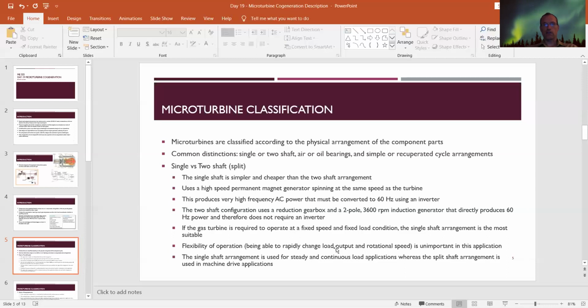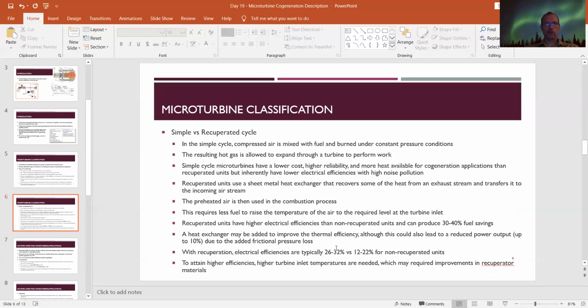If you want to be able to change the rotational speed and load conditions, so if you have flexibility of operation, then you really want to go to a two-stage system, or two-shaft system, I mean. So there you have the gearbox that can basically adjust itself with the varying load conditions, varying speed, and give you that 60 hertz, even though things are changing. So single shaft is used for steady continuous load applications, whereas split shaft is used in machine drive applications, so where things again are changing.